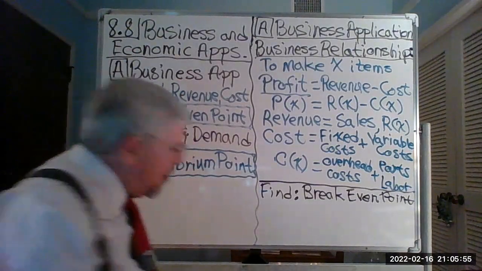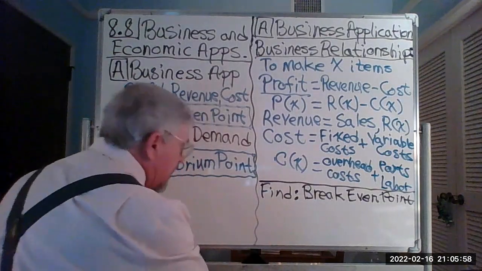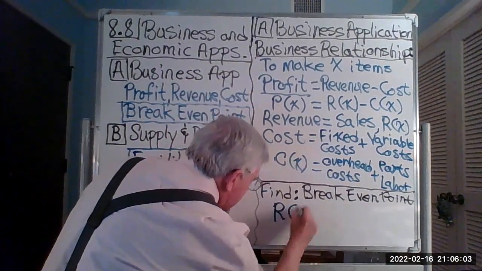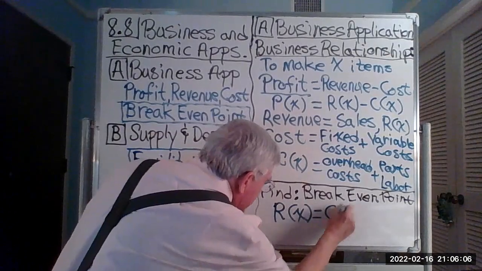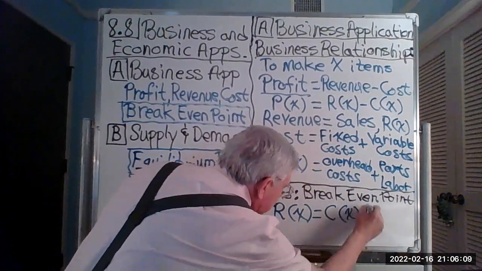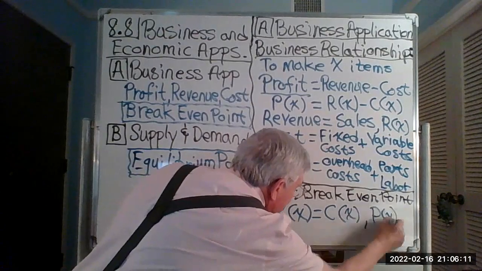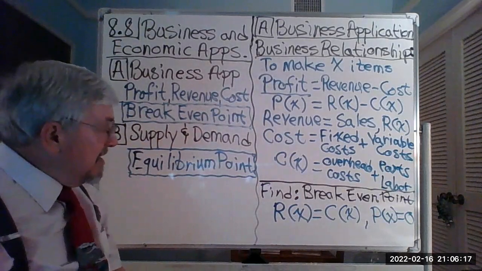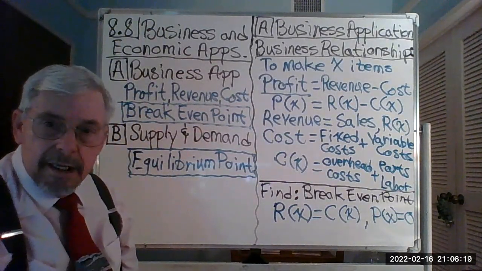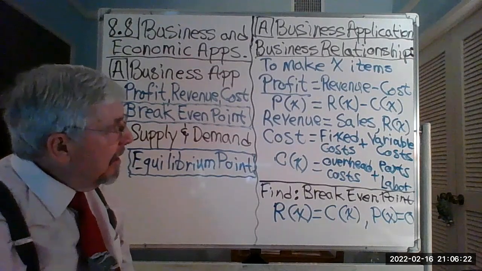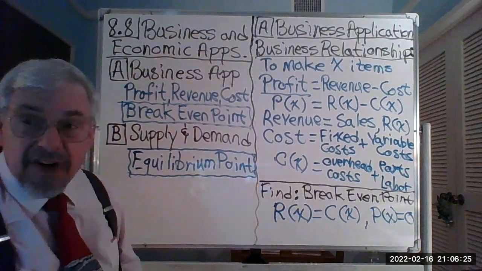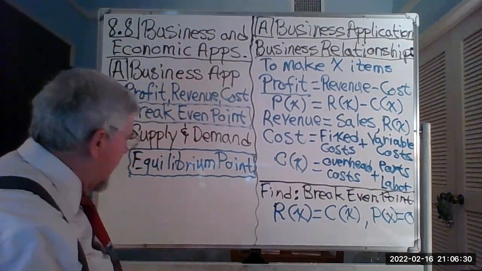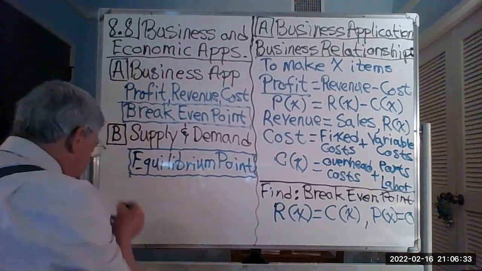But the break-even point is where the revenue R of X is equal to the cost C of X, and the net profit P of X is 0. So that's exactly where the business is breaking even. Okay. Let me go over to the other side and we'll expand on that and look at an example. All right. I'll give you a graphical example. In fact, I'll give you the graphic example over here. Hang on.